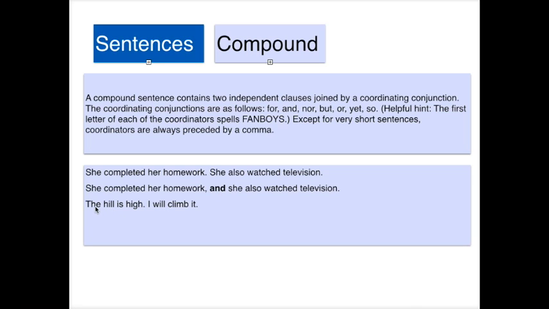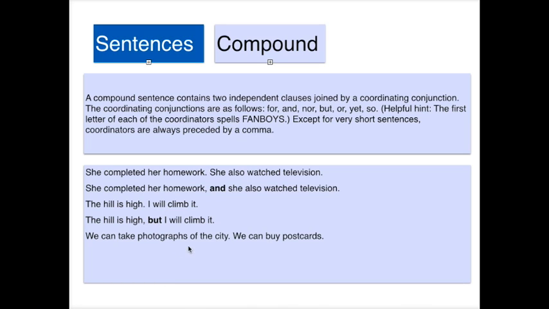Another example is, the hill is high, I will climb it. Two independent clauses. You wouldn't want to write like this, too short and choppy. You want to try to extend your sentences. So by making it into a compound sentence, again, we need one of these fanboys. The hill is high, but I will climb it.